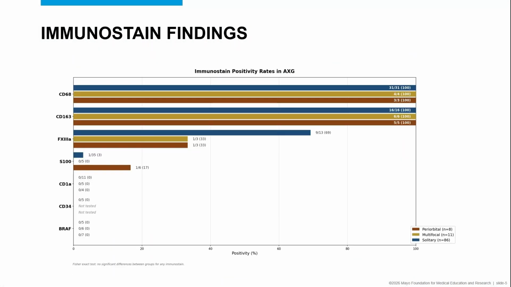And more on the immunostains. Here's a graph that shows the different immunostaining. As you can see, when tested, CD68 was uniformly positive, same as CD163. Factor XIIIa was mostly positive in the solitary disease group, less so in the multifocal and periorbital disease groups, but this difference did not reach statistical significance. For the rest of them, there was some sparse positivity, but notably BRAF immunohistochemistry was negative, as well as cyclin D1 and CD34.